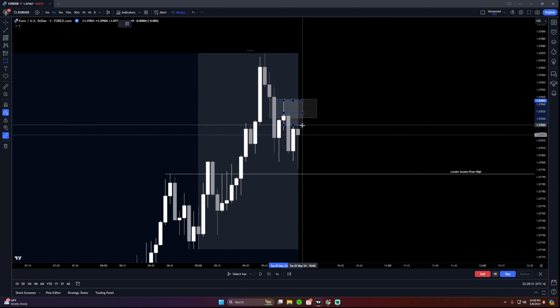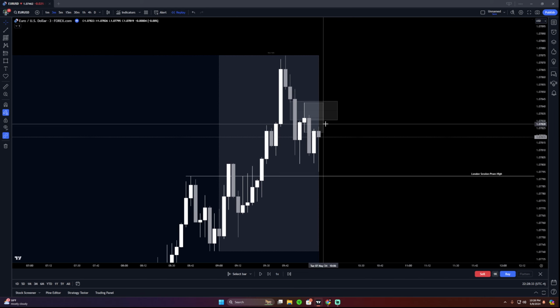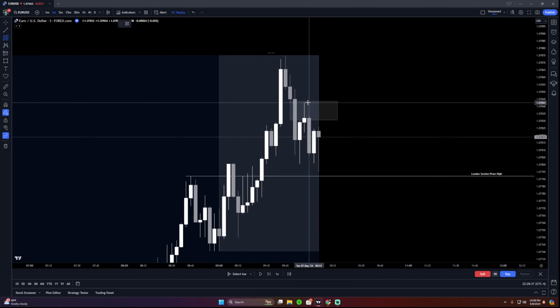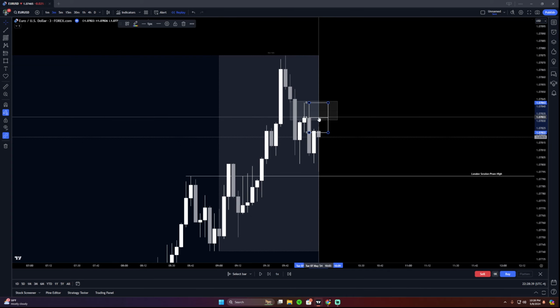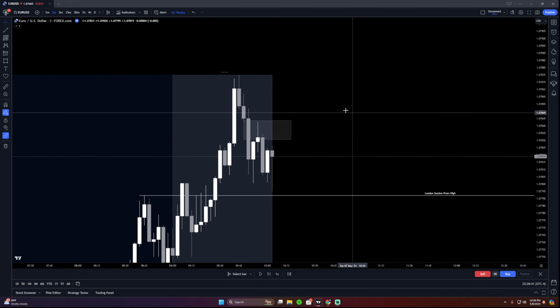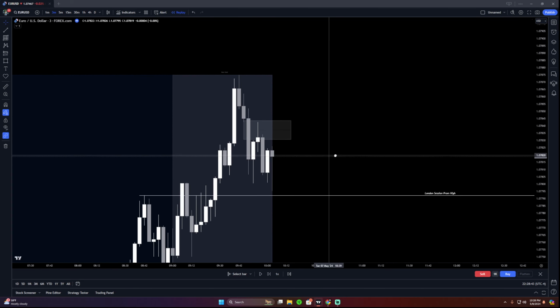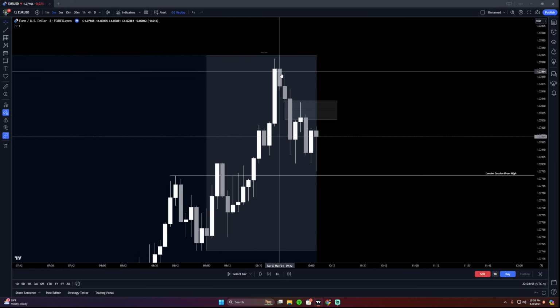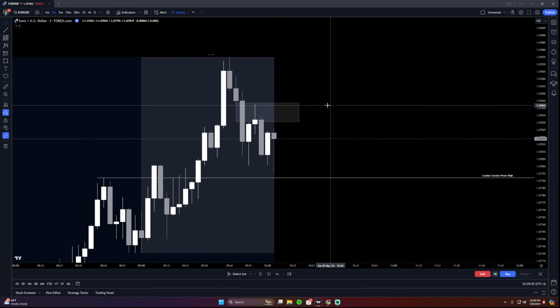Now, if you're wondering what a rejection wick is, boys, that's not what I meant to draw. It should have been self-explanatory. I don't know how you don't know. A rejection wick is a candle with a longer wick to the upside than to the downside, pretty much. So this is a rejection wick. This is a rejection wick. Anything like that, alright? This is a rejection wick.